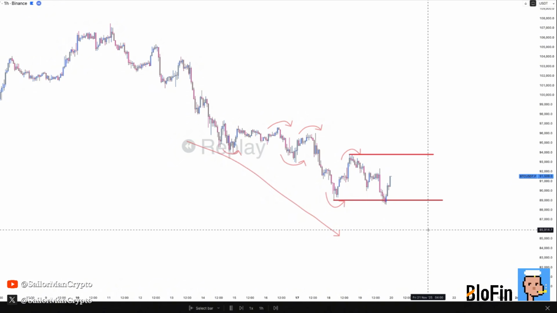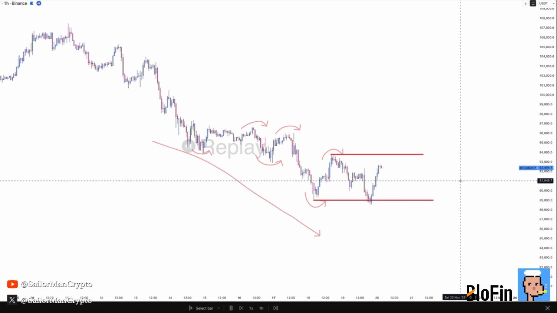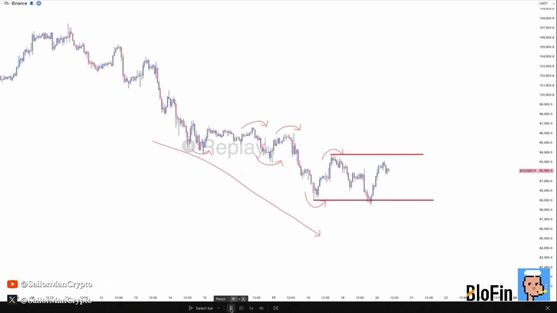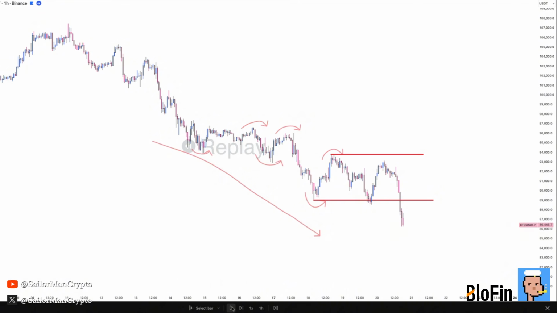Now we can press play. Is it breaking the structure? No. Again coming down, potentially coming down. So we have a new low. There you go. Now we have a new structure. So now what we have, this is the new low.